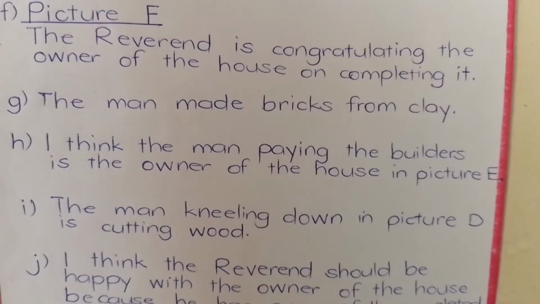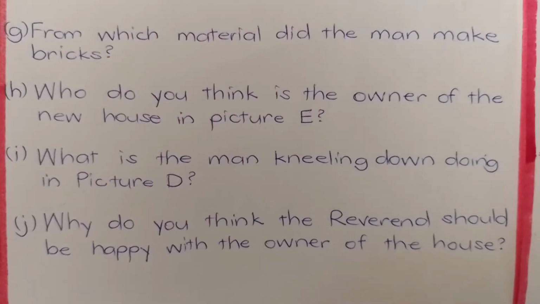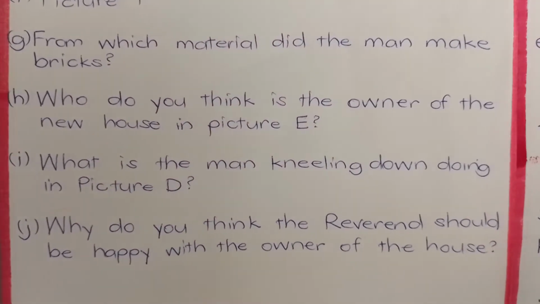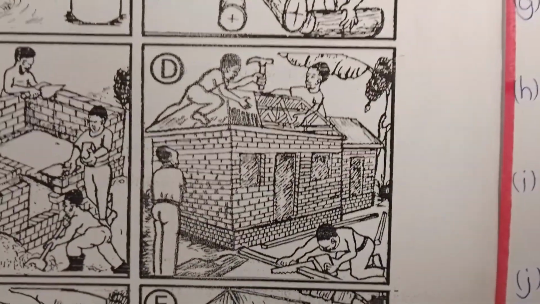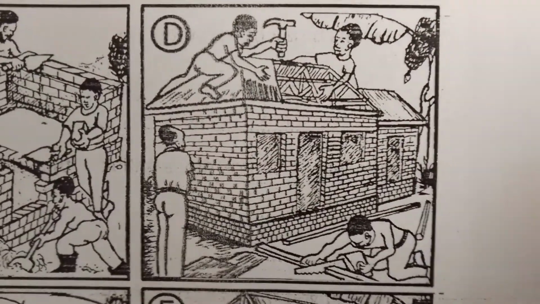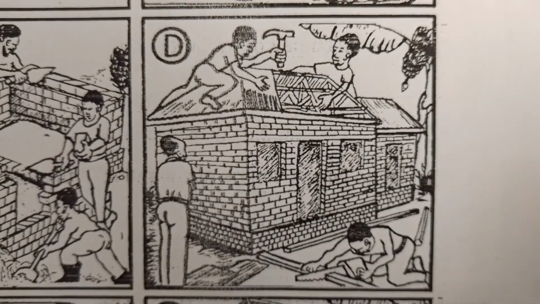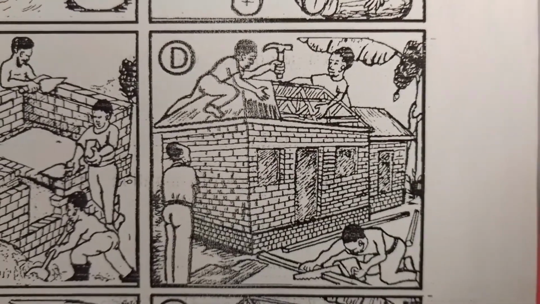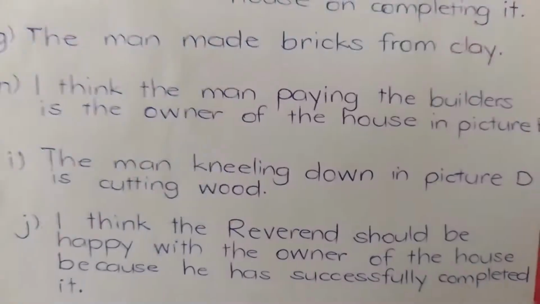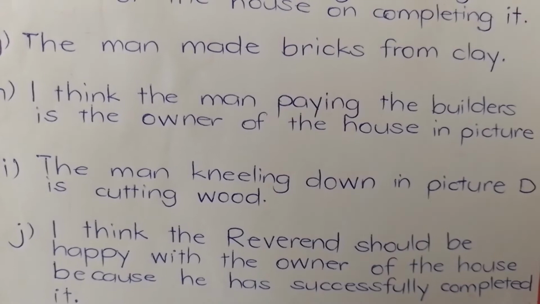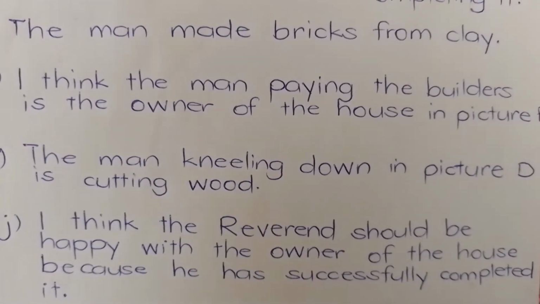What is the man kneeling down doing in picture D? So we have to go back to picture D. Looking at picture D, the man who is kneeling down, you can see he has a saw and he is cutting that piece of wood. So we shall say the man kneeling down in picture D is cutting wood.